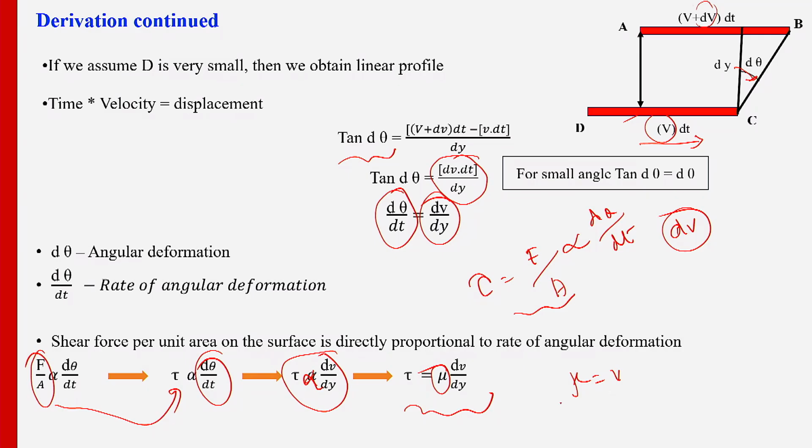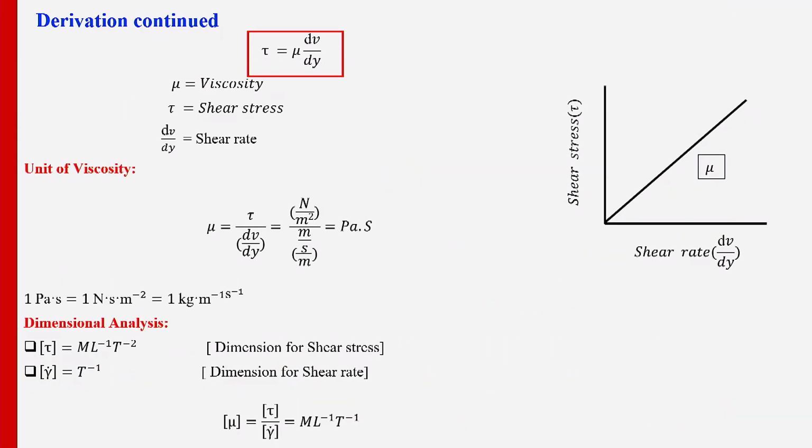Whenever you want to remove a proportionality, we have to use the proportionality constant, which we call the viscosity coefficient, that is mu. If you want to use this, then you have to use mu here. We have Newton's law here. I think it is very simple. Again tau equal to mu of dv by dy, where mu is the viscosity, tau is the shear stress and dv by dy is the shear rate, the same thing we discussed here.